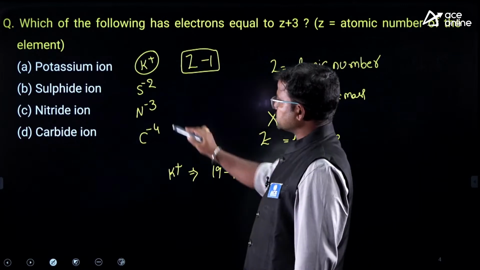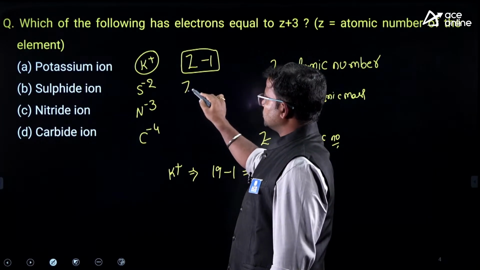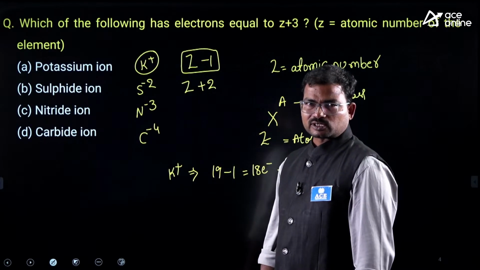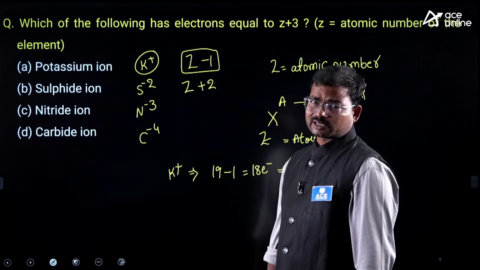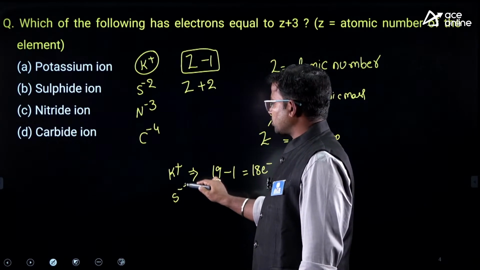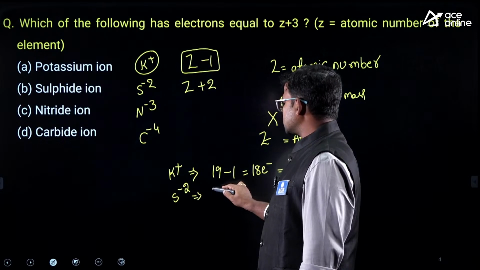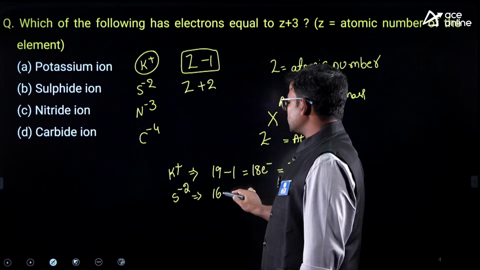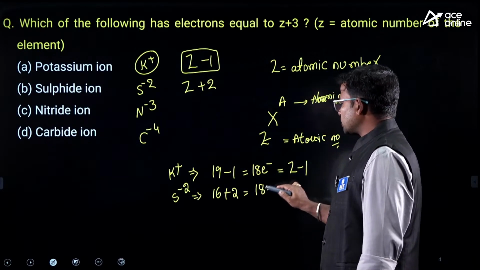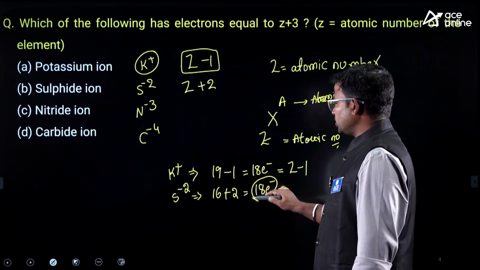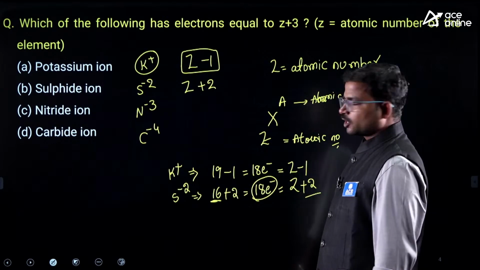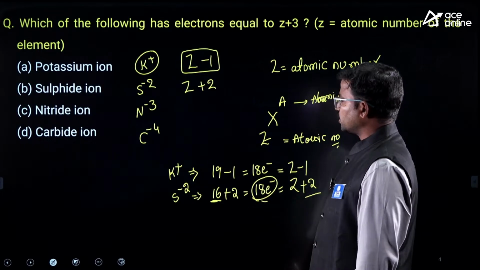In the same manner, S minus 2 is Z plus 2. Why? Because here it is minus 2, so it gains 2 electrons. That is why we represent it with Z plus 2. If you consider sulfur, its atomic number is 16. Minus 2 means a gain of 2 electrons, so finally it has 18 electrons, and 18 means Z plus 2. If you add 2 electrons, then only we get 18 electrons for this atom.